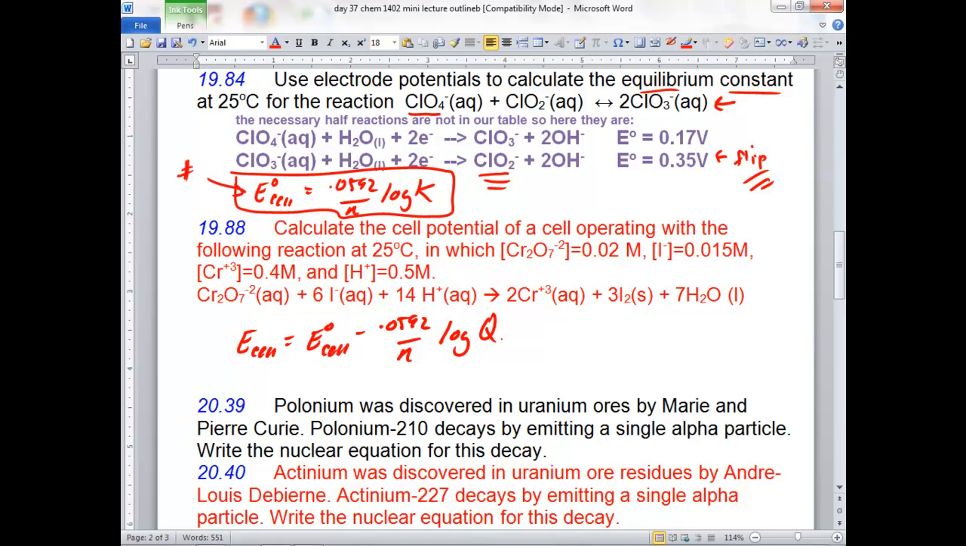Okay. Now to get the E0 cell, you got to pick out what the 2 half reactions are going to be. Yeah, find the CrO7 2 minus half reaction. Find the I minus half reaction. So find those 2. That's how you're going to get E0 cell.